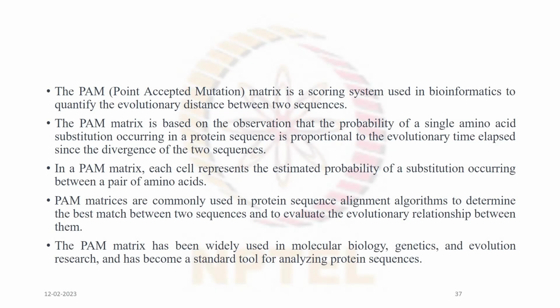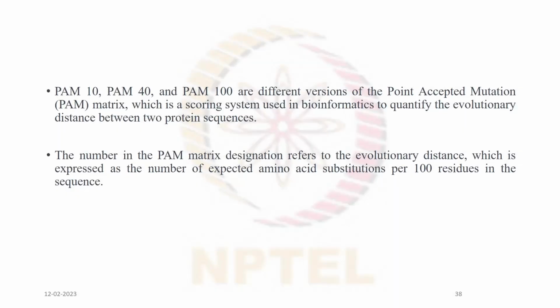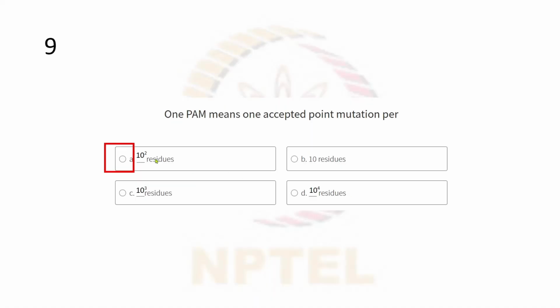Yeah, here I have added some explanation since this is the first time we have taken this. As mentioned in the last line of this slide, the distance of the PAM matrix probability value is expressed as the number of expected amino acid substitutions per 100 residues in the sequence. So 100 means 10 squared.